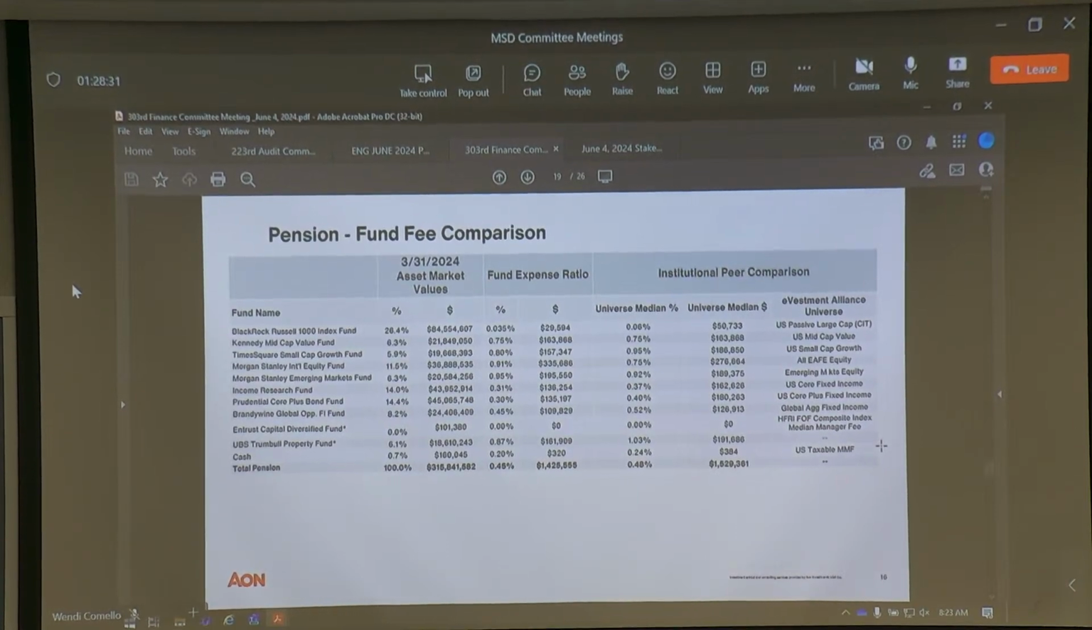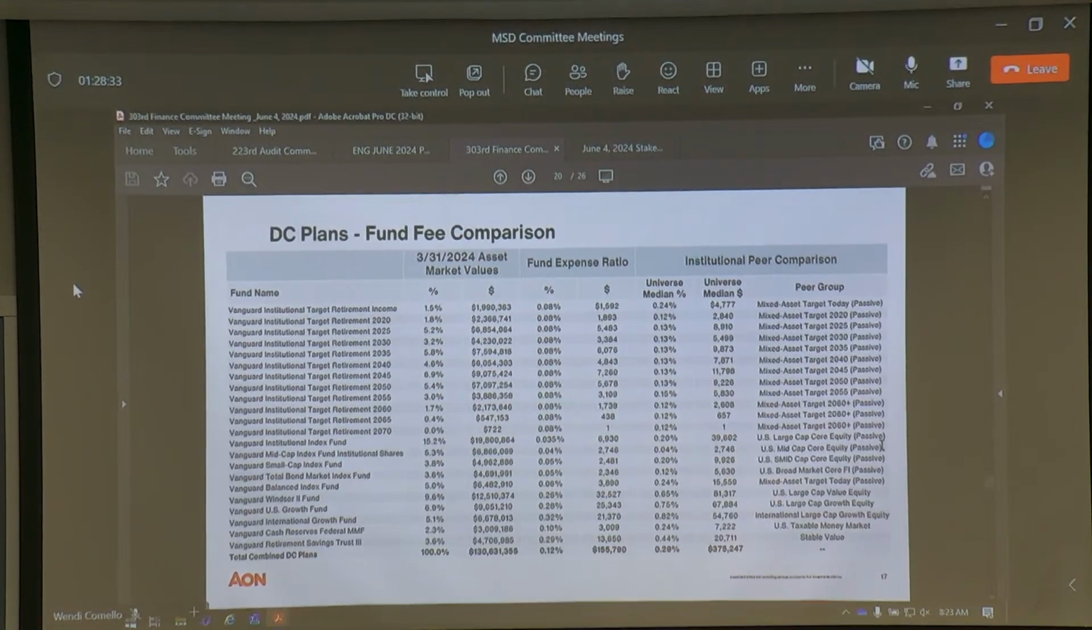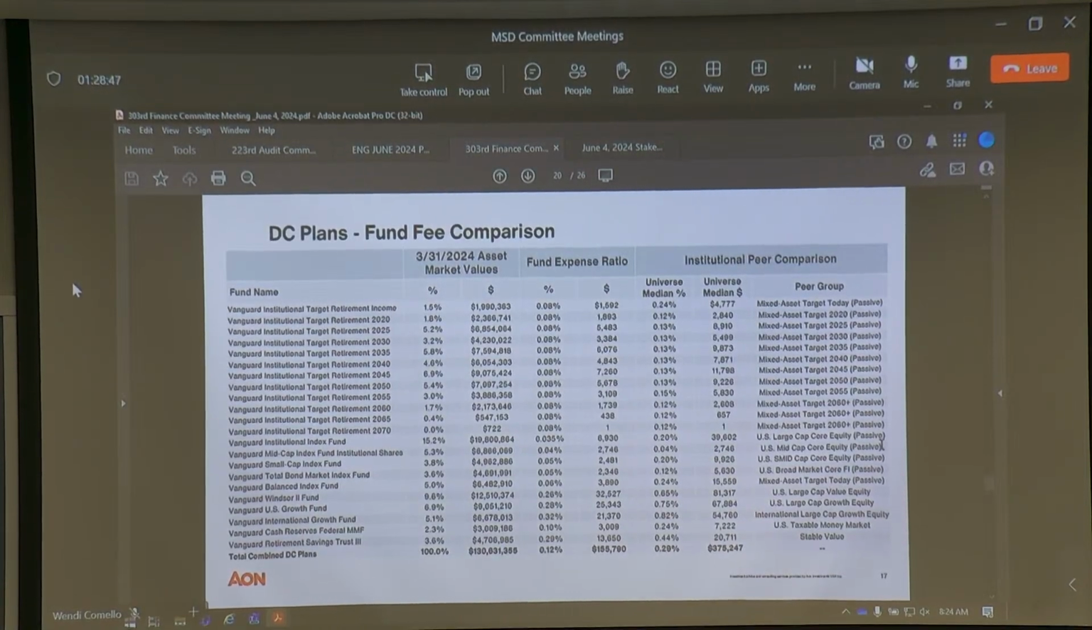And on page 17, I think it's even a better story here as it relates to fees. We have the fund expense ratios for all the DC plan options in the middle of the page. And then to the right, you can see what those peer groups are and what the fees are. And your fees are very low.